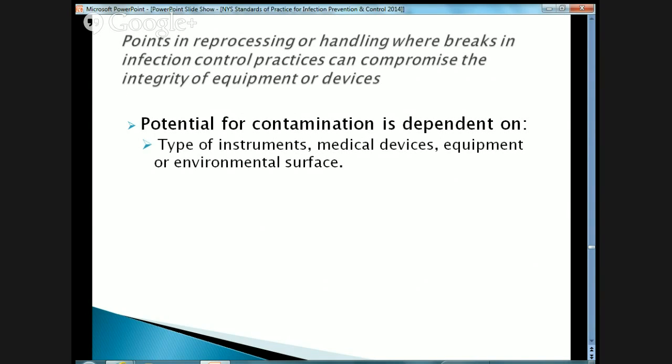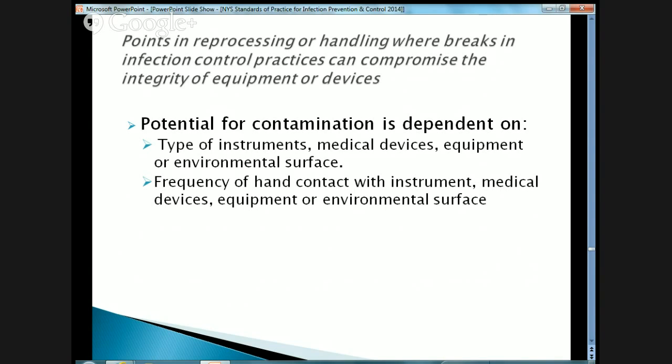Potential contamination is dependent on the type of instrument, the medical device or equipment, or the environment. The environment is also important, because if you're using a dirty room, but the dirty room is also the clean room, you've got a problem, because cross-contamination is very possible. So if you're spatially limited, you need somebody to look at what the process is to use the room. There are ways you can work with it, but you have to make sure that your staff are trained and they follow the protocol.